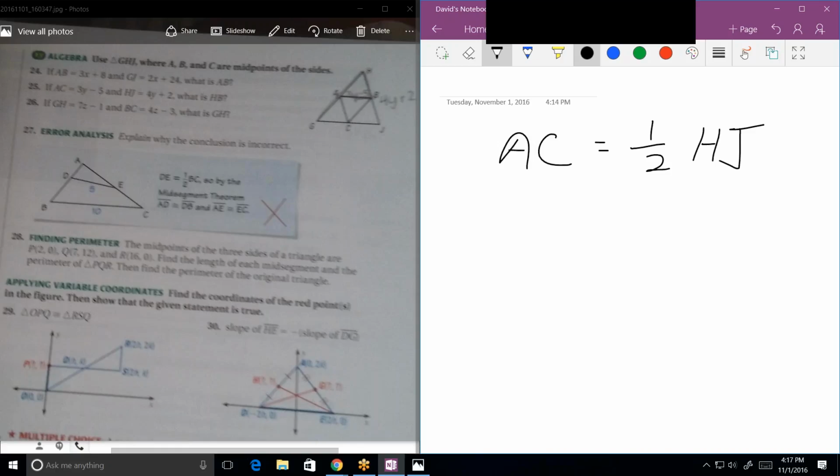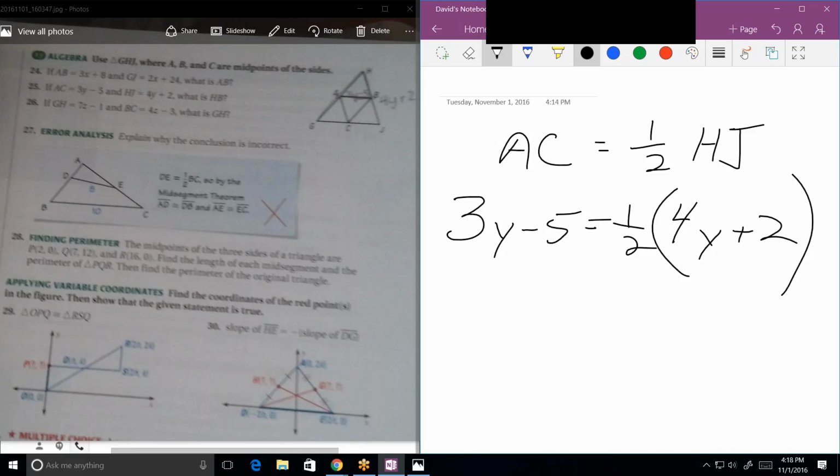Kind of notice their error analysis, the way they start that off. DE is 1/2 of BC, even though that's not correct looking at the diagram, but that's the way they start the problem off. And that's how you want to start these off. And then you just do substitution. In other words, the next step is 3y minus 5 equals 1/2 of 4y plus 2.